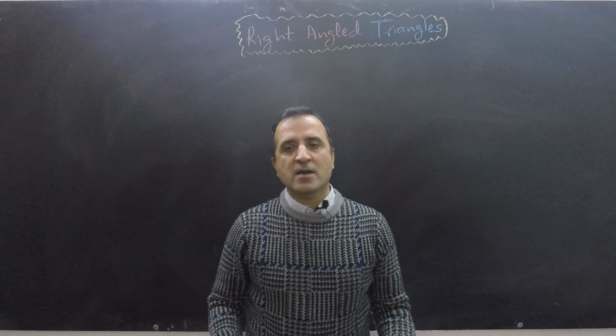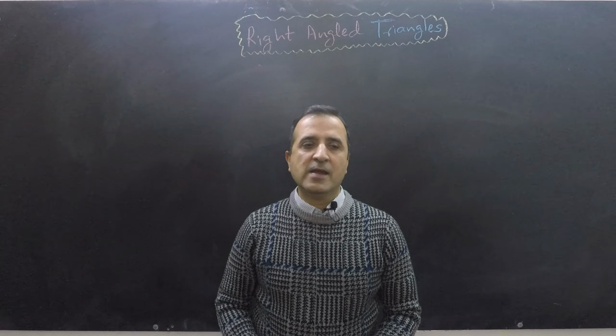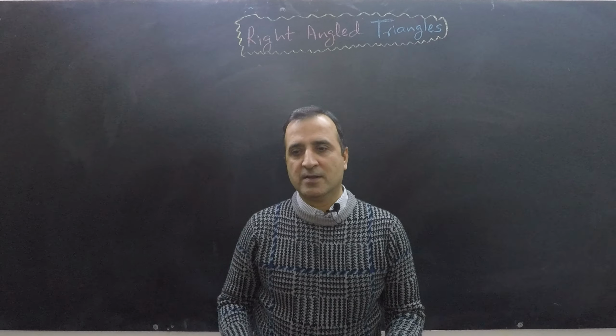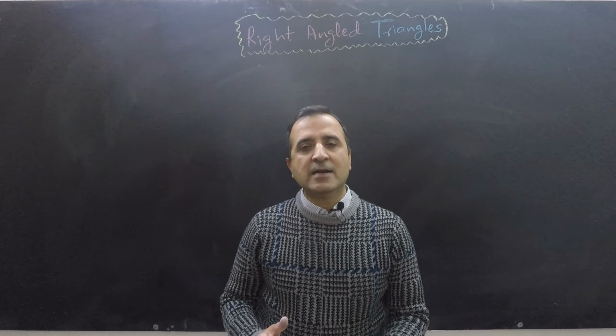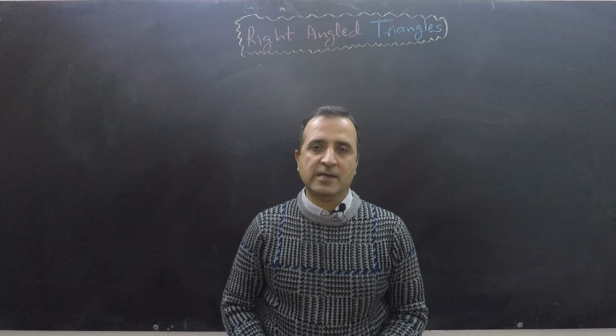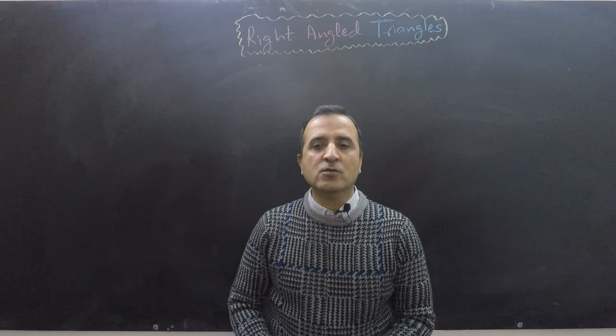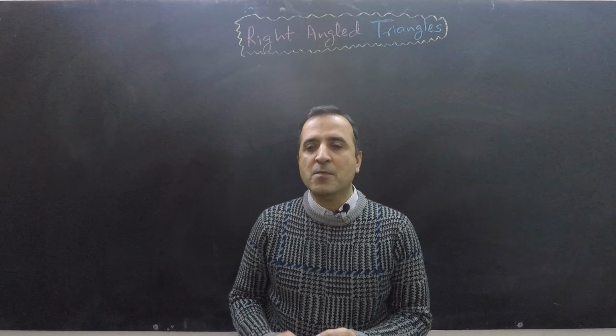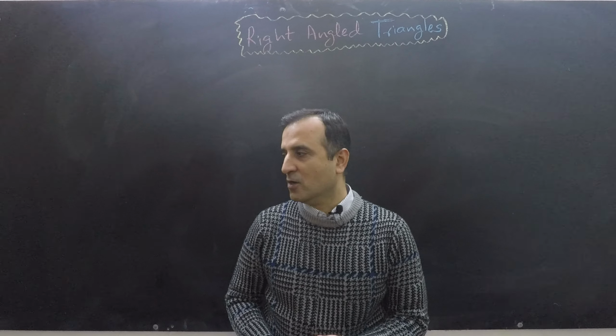In this video, we will learn about right angle triangles and some of the properties of right angle triangles. So, a right angle triangle is a triangle which has one angle of 90 degrees. A triangle can have at most one angle of 90 degrees. We can't make a triangle with two angles of 90 degrees, obviously.